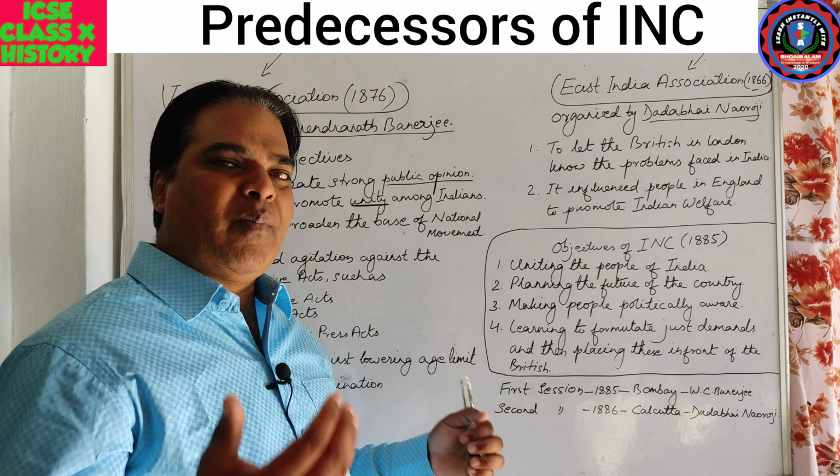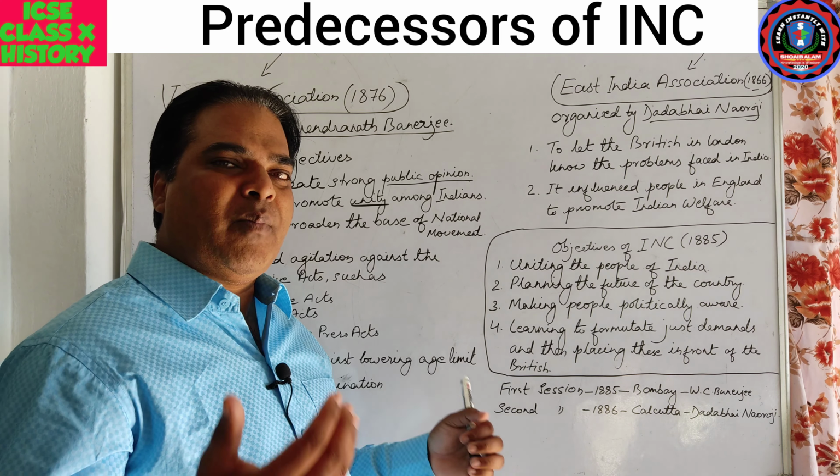And then, through the Indian Association, what movements were launched by Surendranath Banerjee? Under his leadership, the Indian Association launched agitation against oppressive acts. Many acts were passed at that time which were very oppressive, so a movement was launched against those acts. Which were those acts? Number one, the License Act. Number two, the Arms Act.